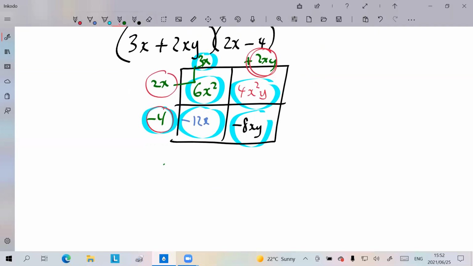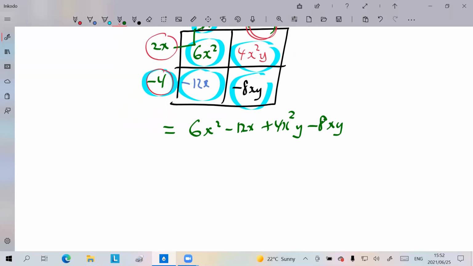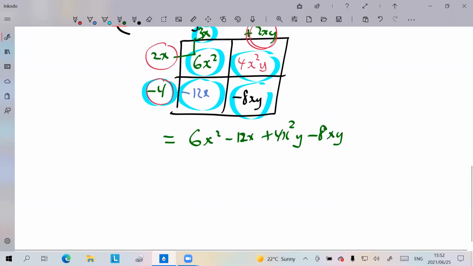But anyway, it's fine. So my answer is 6x squared, in any order, minus 12x plus 4x squared y minus 8xy. That's it. Right? There we go. Why do we have more terms here? Because there's no like terms to cancel. That's it. Right. Let's do another one.